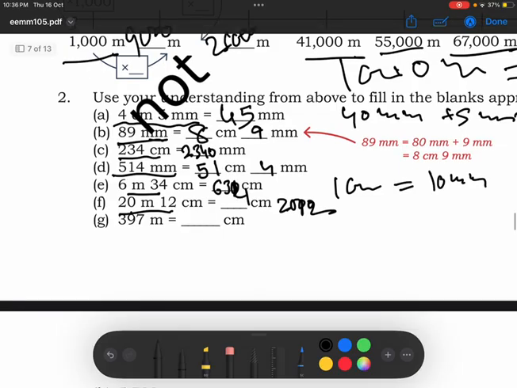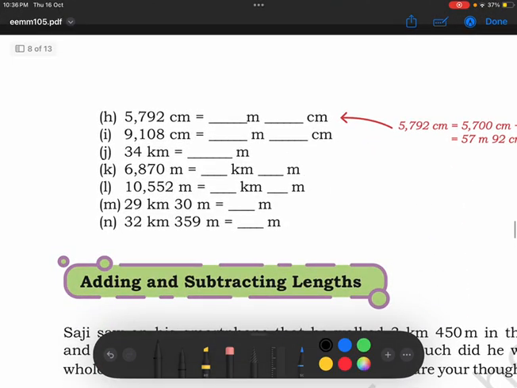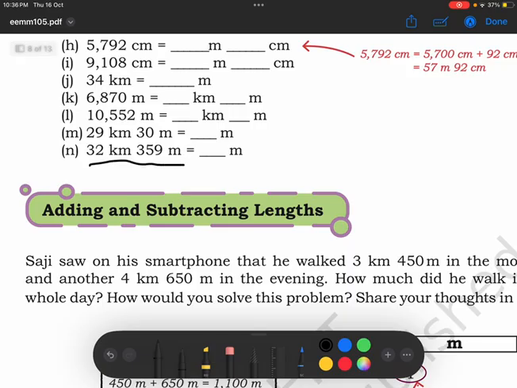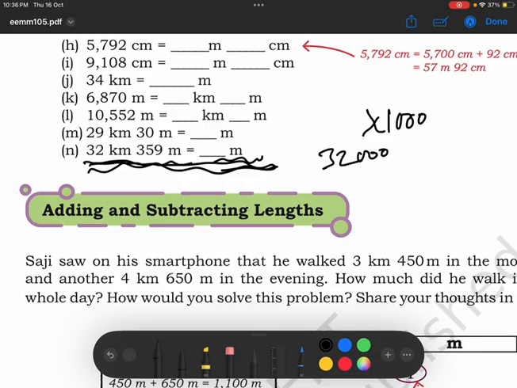Again we have to change into centimeter, so 220 meter means 2000 centimeter, and 12 centimeter is also there, so it will be like this. Here meter is given, we have to change into centimeter, so just multiply with 100, because in 1 meter there are 100 centimeter. So I think you can do this. Let me tell you kilometer example. This is given in kilometer, we have to change into meter, and to change kilometer into meter, just multiply with 1000, because 1 kilometer is equal to 1000 meters, so 32 will be 32,000 meter, and 359 meter is also there, so 32359 meter will be the answer.